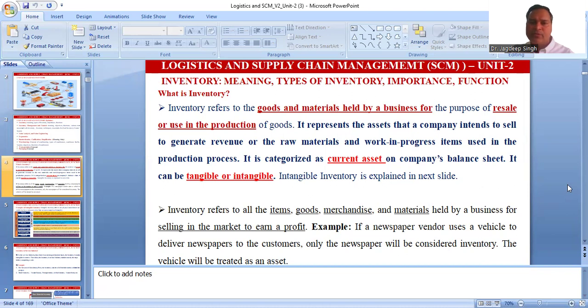Maybe before that, we should try to understand. Inventory refers to all the items, goods, merchandise, and materials held by a business for selling in the market to earn profit. For example, if a newspaper vendor uses a vehicle to deliver newspapers to the customers, only the newspaper will be considered inventory. The vehicle will not be treated as an inventory, correct? Why? Because that vehicle is used just for delivering the newspaper. So newspaper will be considered as the inventory.